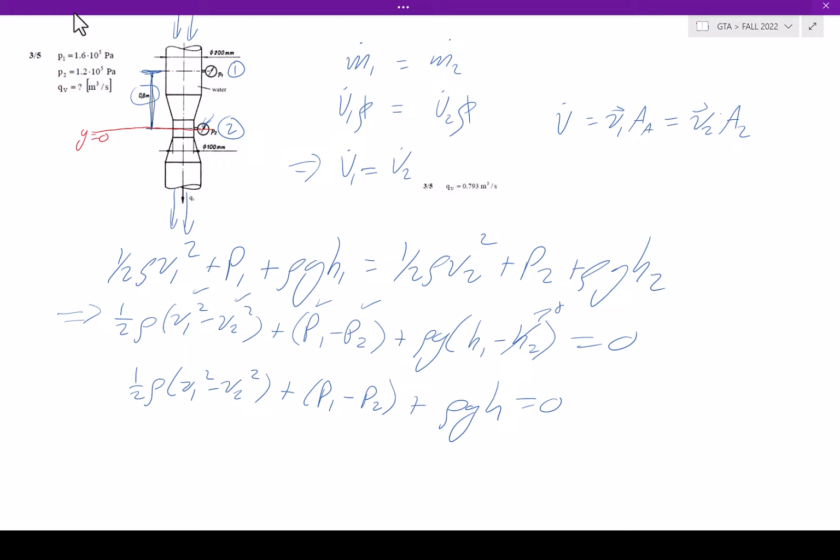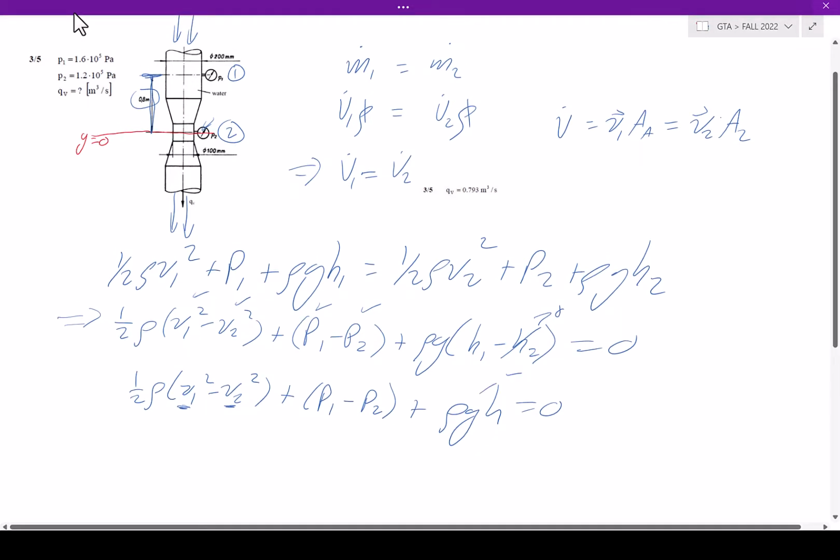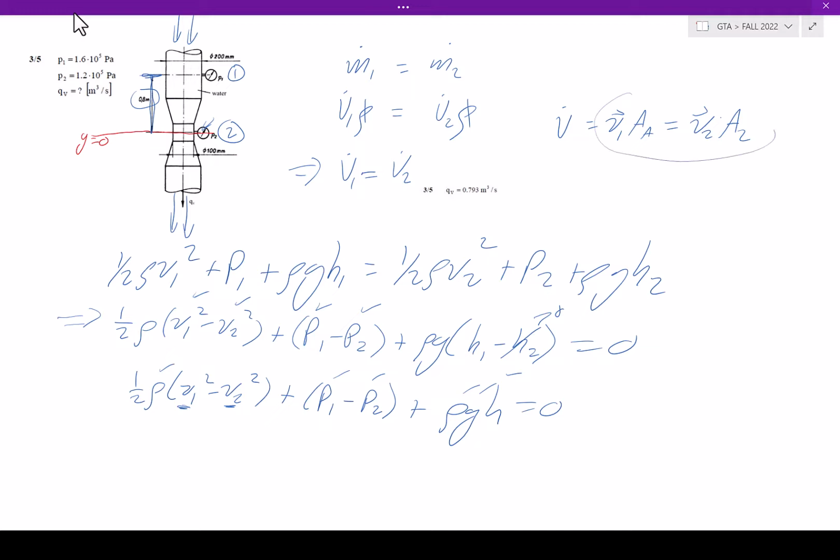We need to figure out either V1 or V2. Now we have all of these: our H, gravity, density, P1, P2, and our rho. We just don't have V1 or V2. However, we can form a relation with them. So we have one equation, two unknowns, but then we have this equation right here to establish one equation with one unknown.